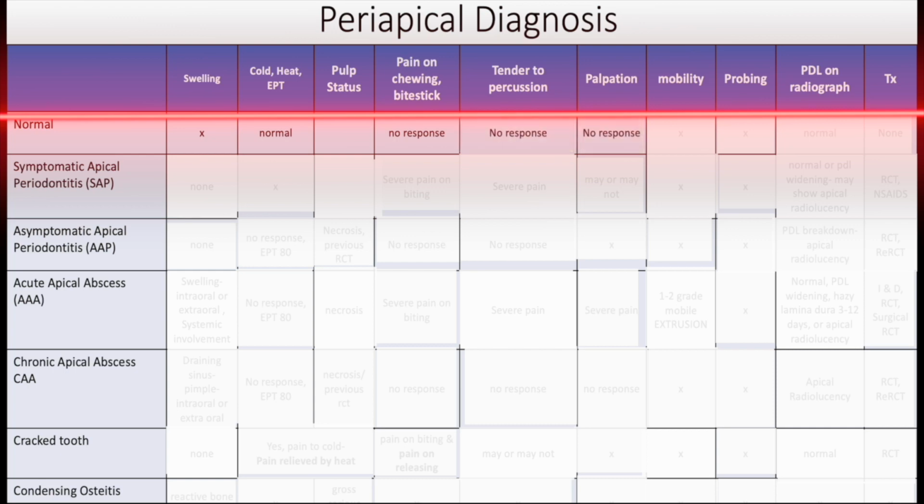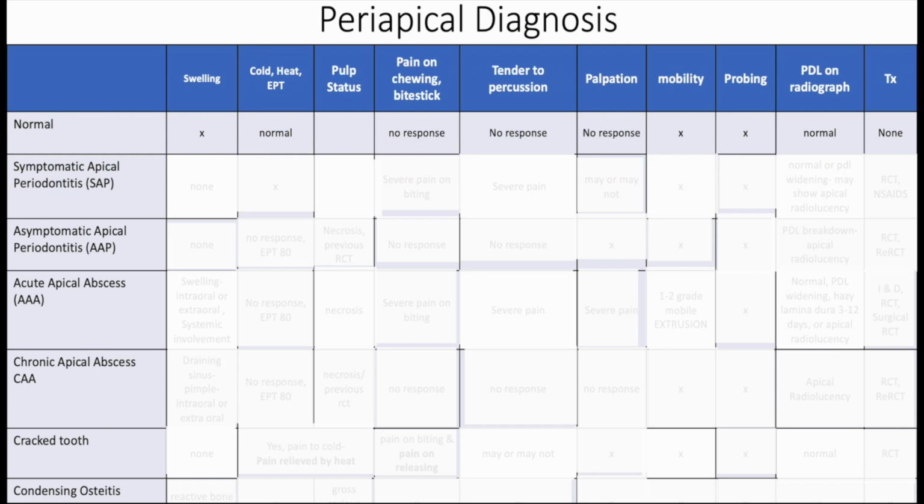Palpation, no response. Mobility, cannot say. If it is there, then it could be due to the periodontal reasons. Probing, we don't know. PDL on the radiograph should appear normal ideally, and you do not need any treatment. So that's how we will compare all other periapical diagnosis.